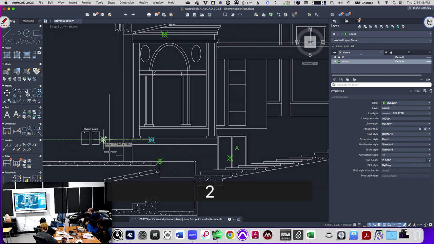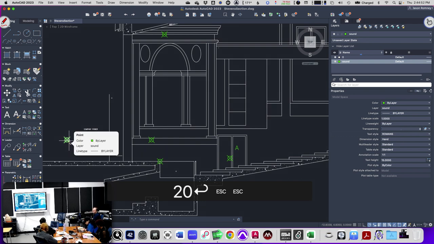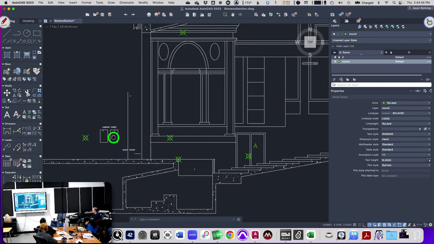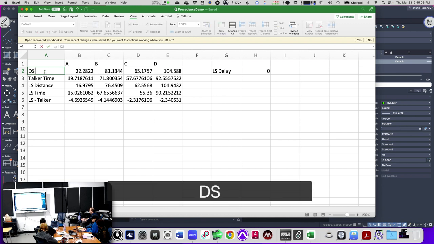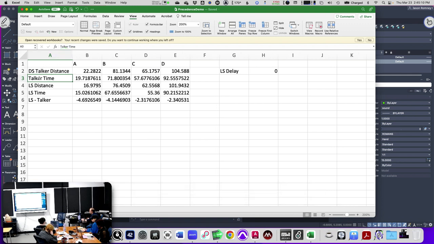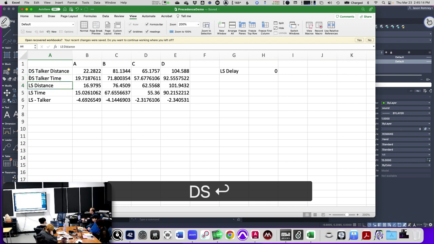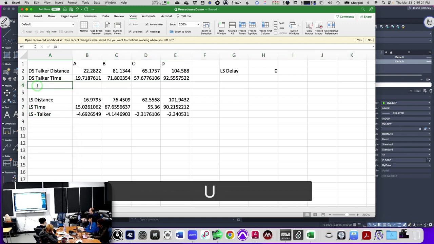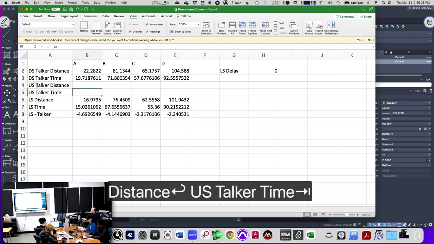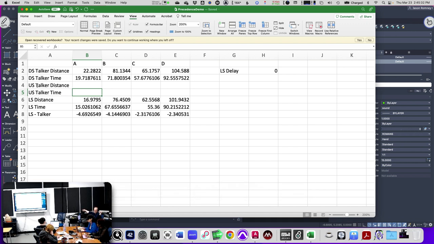So I'm going to make a copy of this 20 feet there. Oh, look how far away that is. Yeah? It's a pretty big area. Okay, so now we're going to change this. This is going to become the downstage talker distance, and this will be the downstage talker time. And now I'm going to insert a couple more cells here, and I'm going to do an upstage talker distance and an upstage talker time. I'm going to figure this out for both locations, downstage versus upstage, and if I can get it to work in both places, then it should work everywhere in between. Okay? So let's do it.